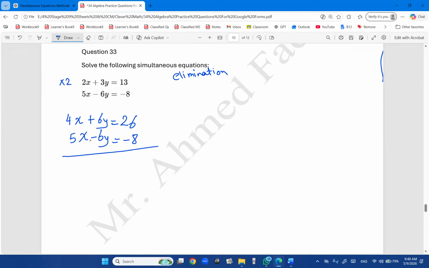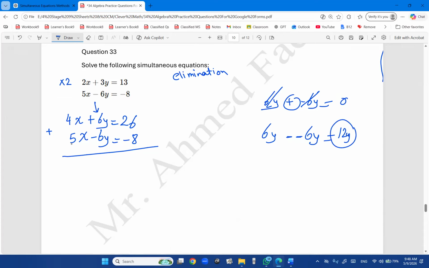Now ask yourself, do you need to add the two equations for elimination to happen, or do you need to subtract the two equations for the elimination to happen? We're going to eliminate the y, we agreed. So if we say 6y plus negative 6y, yes, this will eliminate them. So the plus works. Unlike subtracting: if you say 6y minus negative 6y, no, this is not going to help you eliminate, because this will become plus. It will become positive. So it will be 12y.